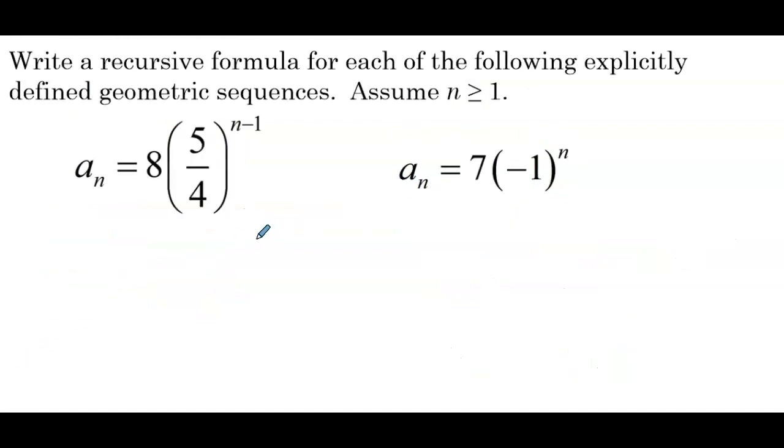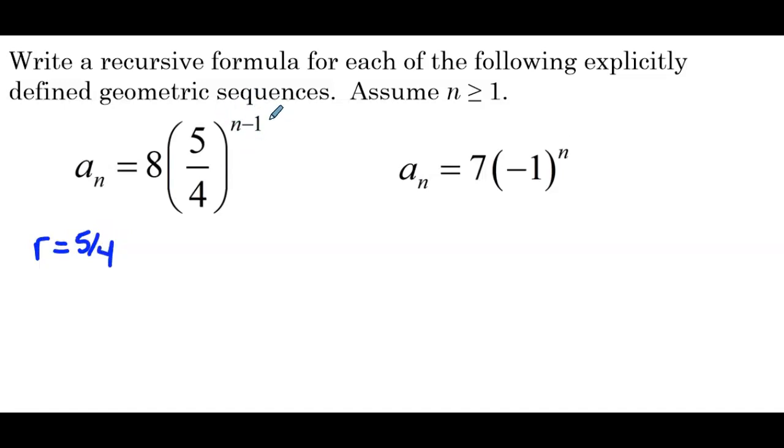Write a recursive formula for each of the following explicitly defined geometric sequences. Assume n is greater than or equal to 1. Okay, so the first formula they've given us, a sub n equals 8 times 5 over 4 to the n minus 1. Okay, so this looks exactly like the formula that we've been working with. So identifying the pieces, the base is the common ratio. So r equals 5 over 4.